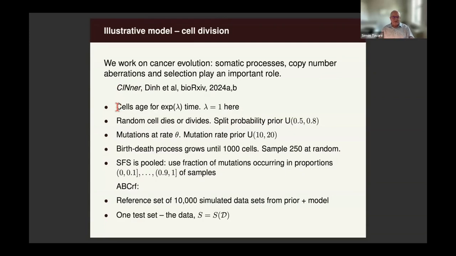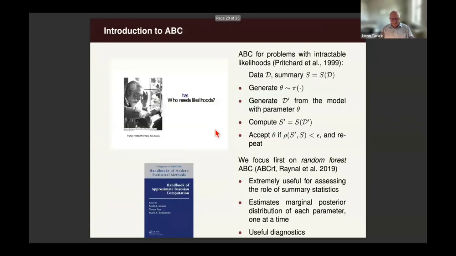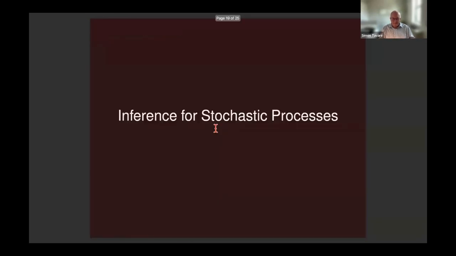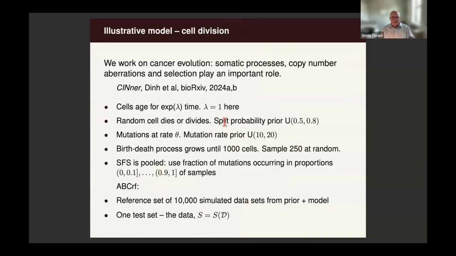But I'm just going to look here at a birth and death process, because that's our topic, with split times which are exponential with rate 1. So that's not a parameter we're trying to estimate. At the end of the split time, a random cell is chosen that either dies or divides. In this example, the split probability is uniform on 0.5 to 0.8. Mutations occur at rate theta. Here they're uniform on 10 to 20. Again, it's just a toy example.